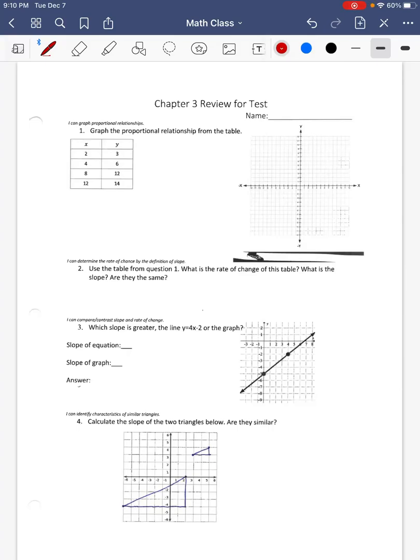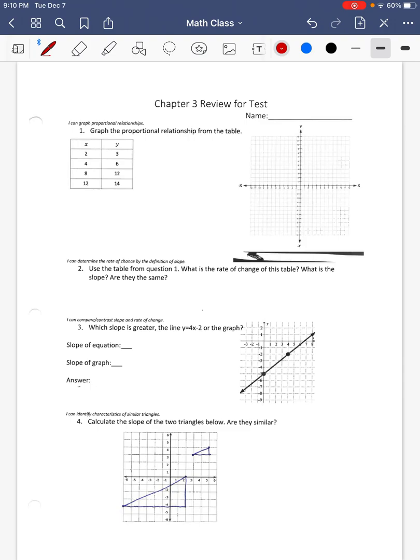Today we are going to be reviewing for our Chapter 3 test. Yesterday you should have done some of the Chapter 3 test review. Today you're going to make sure you fill in the rest of your Chapter 3 test review so that you have it all finished and you're ready for the test on Thursday.